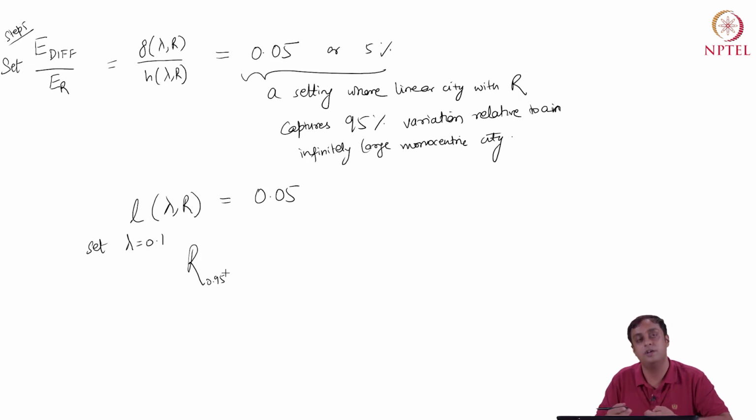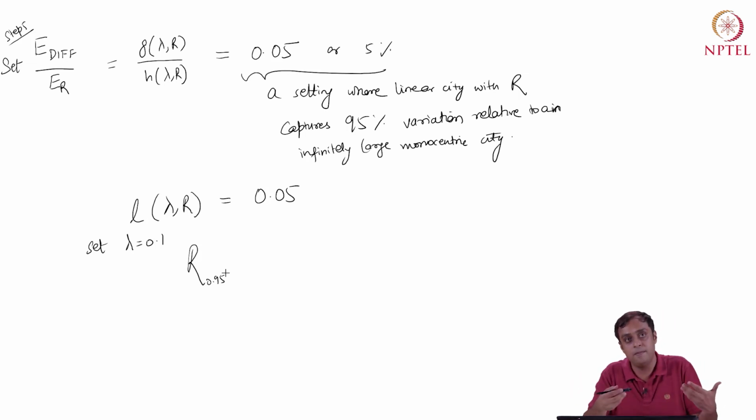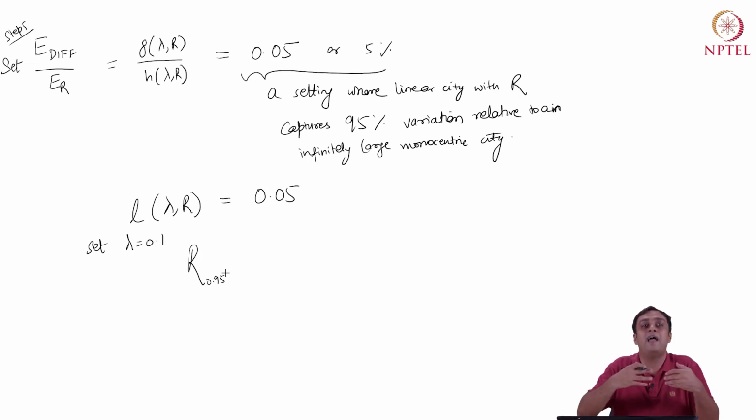That will capture 95% of variation as far as the entropy is concerned relative to an infinitely large city. So if I can attain this radius, given the lambda value, I can achieve all the variation I want if I had no constraint of space. The constraint of space by itself can realistically be given some kind of boundedness, right? So it may not be a very large constraint.